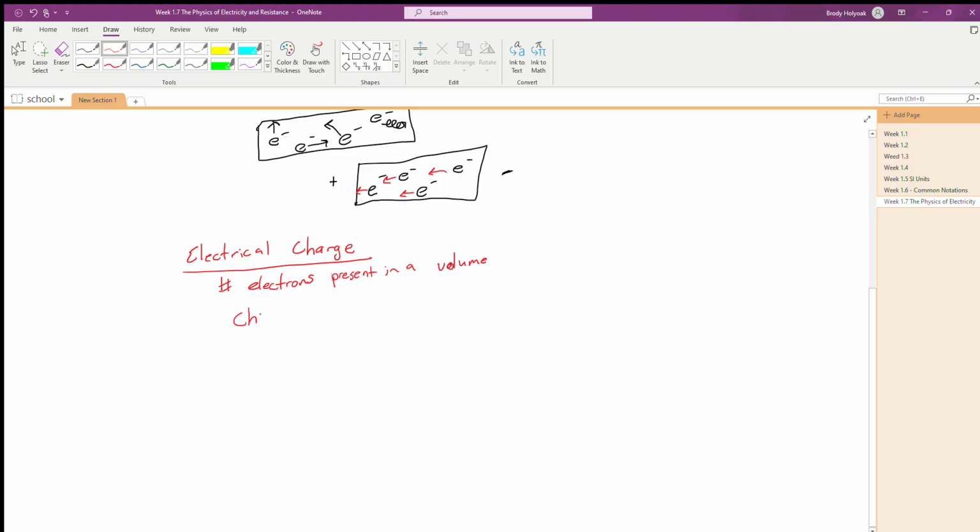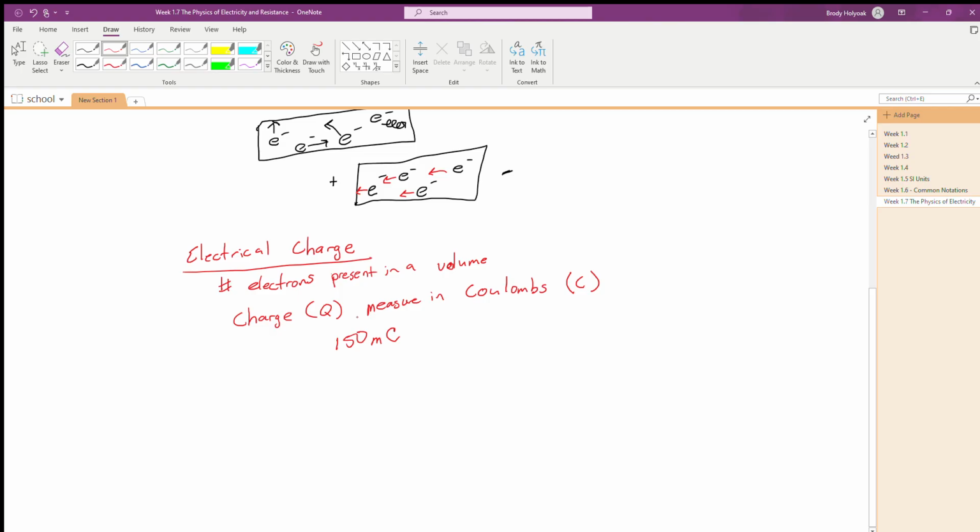Charge is designated as a Q, as the thing, and we measure it in coulombs, which we designate that with a capital C. So if I'm looking at the charge of a piece of wire, it could have 150 millicoulombs of charge inside that object of whatever it is.